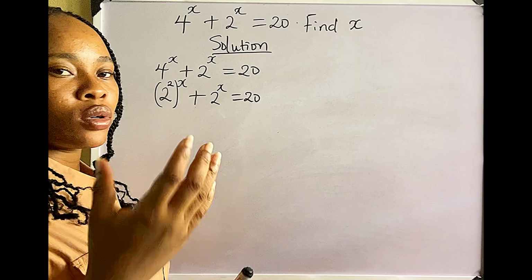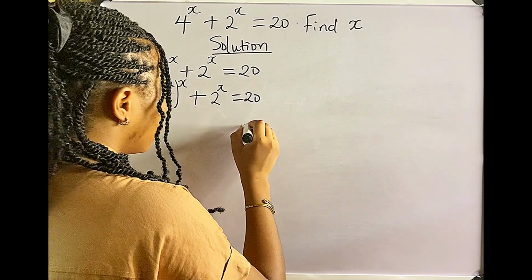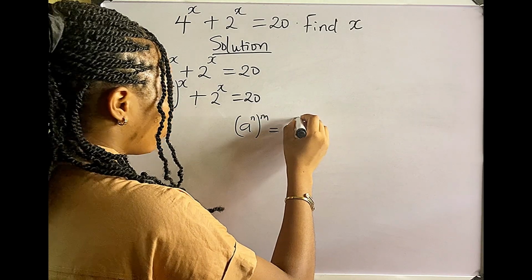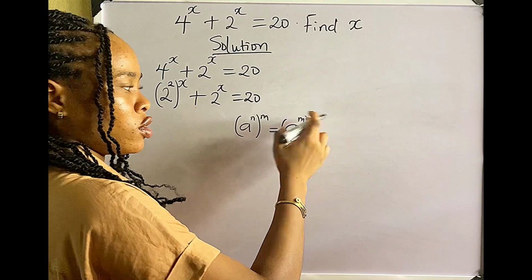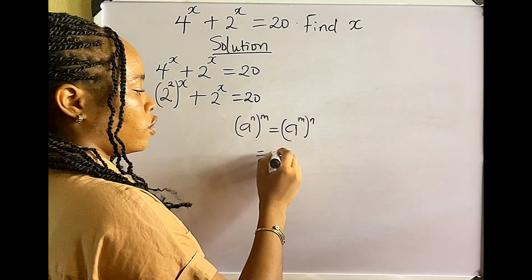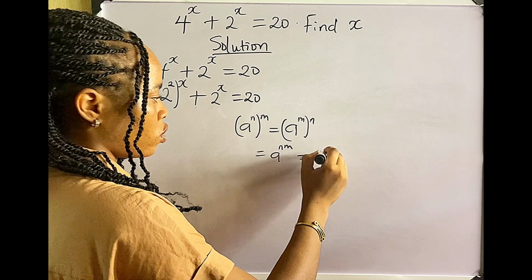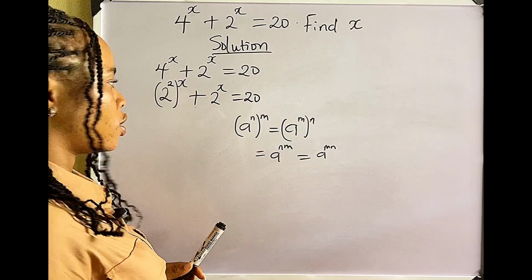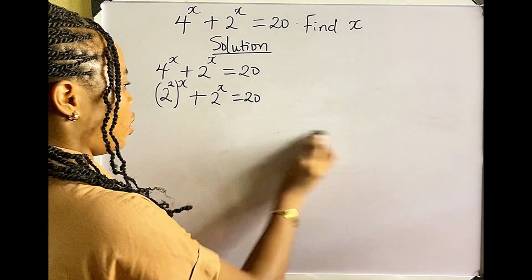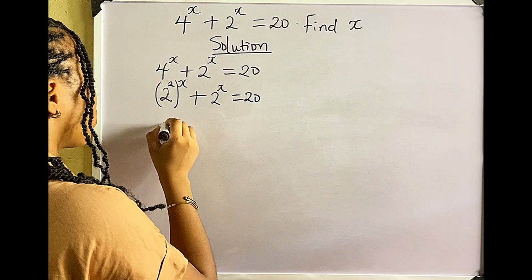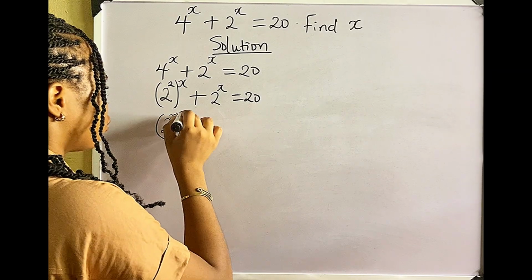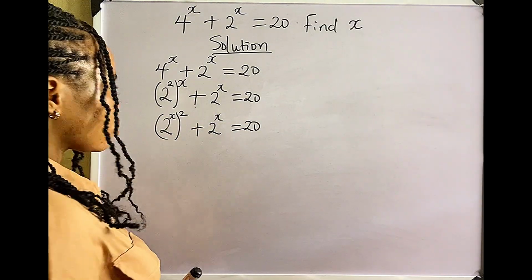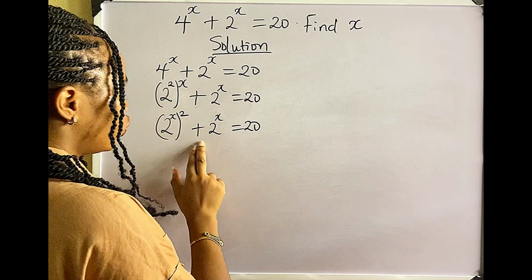Now, if you recall our law of indices, (a^m)^n is still the same thing as (a^n)^m, because by the time the powers multiply themselves, it will still give you a^(nm), which is also equal to a^(mn). So whichever position, the power stays the same. Applying that here, this becomes (2^x)^2 + 2^x = 20. Now I have (2^x)^2 + 2^x = 20.